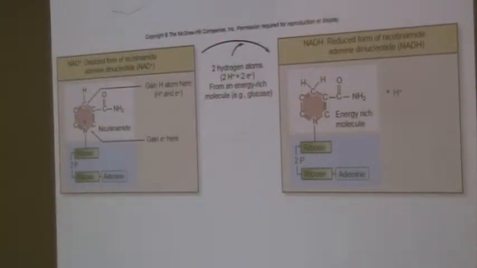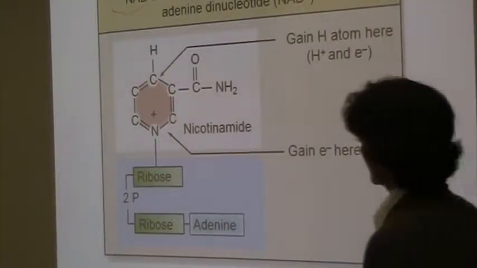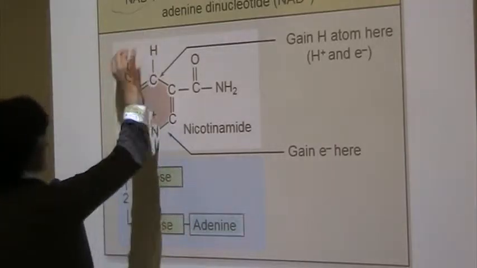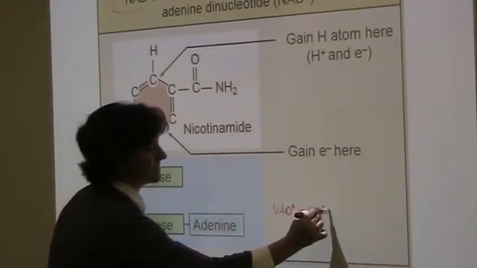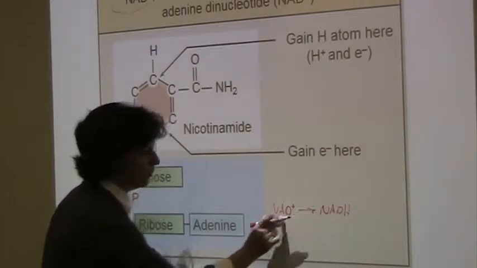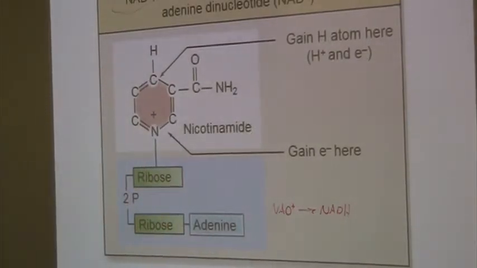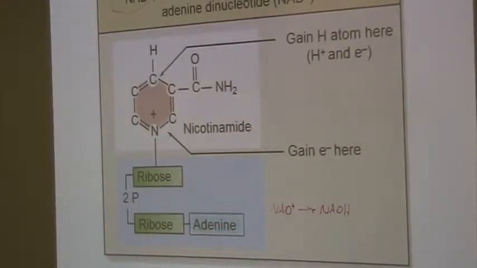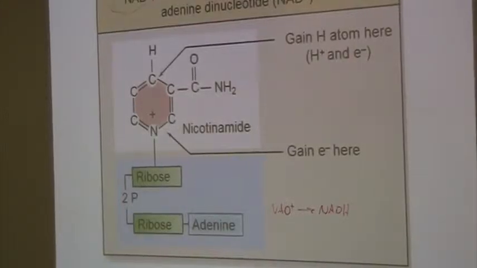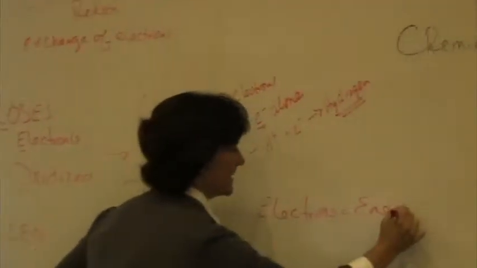Now here's the question for you. When NAD+ gains that, and it becomes NADH, what happened to the NAD+? It was reduced. What did it gain? Did it lose the electrons or gain them? Gained. Gained them. So what is it? It's reduced. Now the other thing I want you to keep in your mind, very, very important, whatever the electrons are doing, that's representing energy.